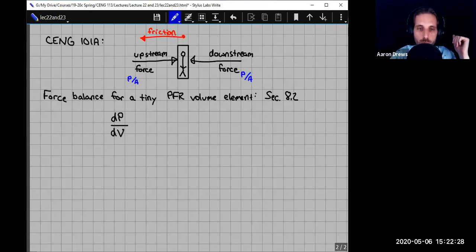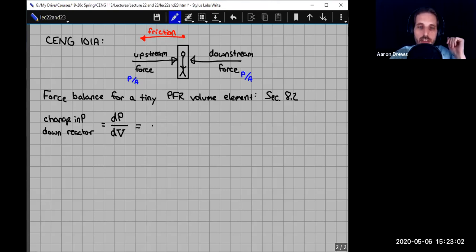So the change in pressure with volume, the change in P down the reactor, that's what dP/dV means, right? It's the same as the change in conversion along the length of the reactor, volume of the reactor, change in moles, change in temperature, anything like that. P is now a new dependent variable, and so we're going to have to figure out how that changes as a function of volume.